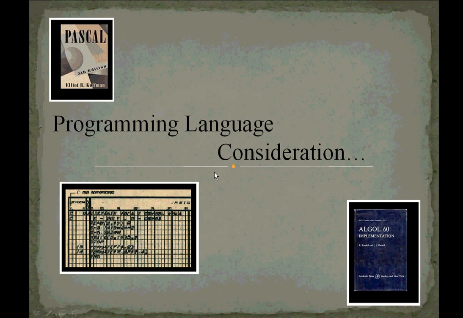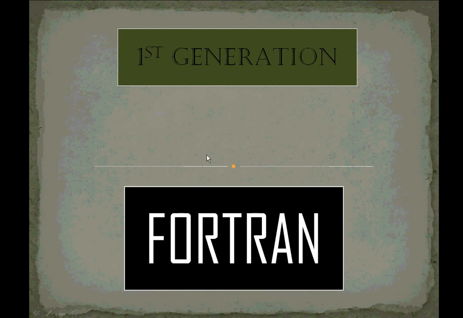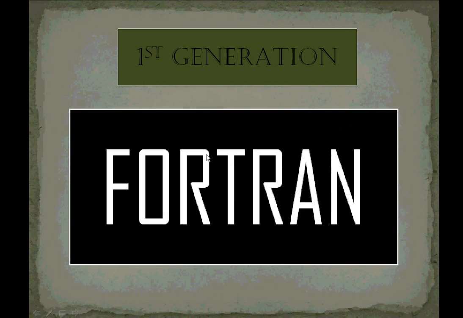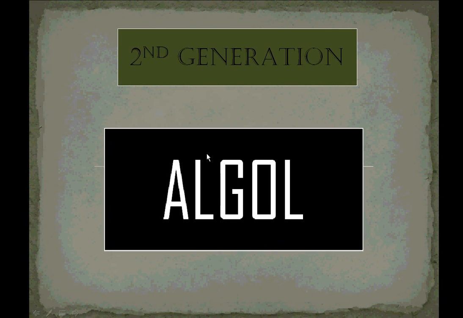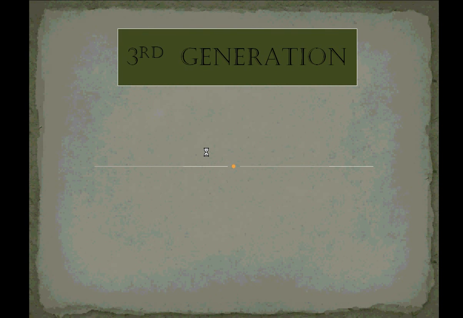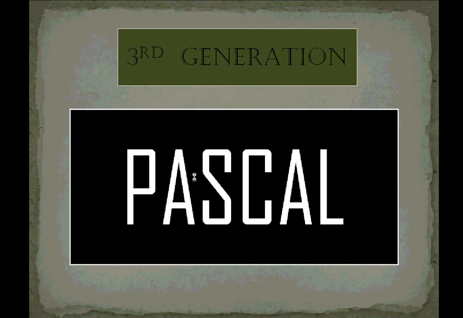In programming language consideration, we are looking into a particular language taken according to the computer generations. First generation, it's Fortran, which we started off with. Second generation, it's Algol, Algol 60 to be frank. And in the third generation, it's Pascal, the best teaching language which was used during several decades, but not today.